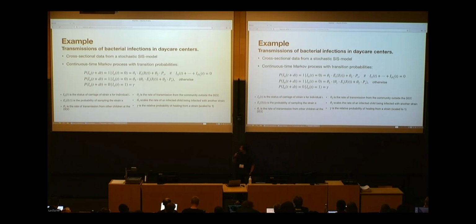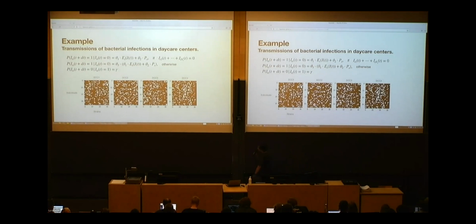This is a real example of a real-world simulator where we simulate bacterial strain transmissions in daycare centers with children. It's cross-sectional data from daycare centers from a stochastic SIS model. And we have a continuous time Markov process with a set of transmission probabilities, definitions of variables there, but it's constructed from these different building blocks. And we cannot access the likelihood function, but we can simulate data with different parameter values.